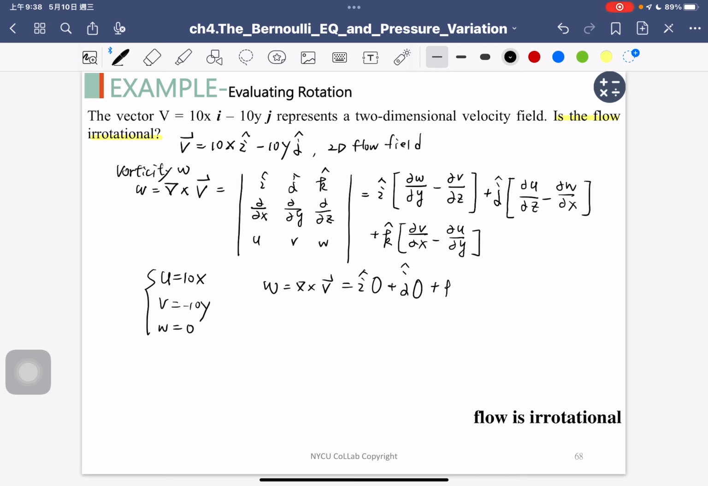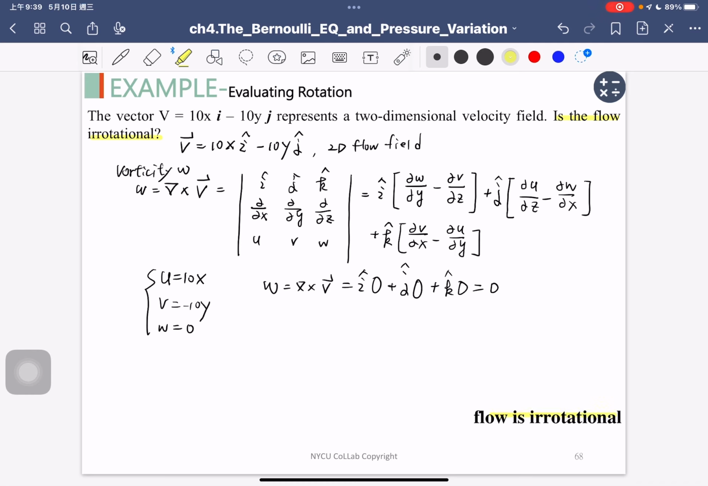And for the final, the k direction, dv/dx, but the v is a function of the y, so this item is also equal to 0. And then finally, it's minus du/dy, but the u is only a function of the x, so we still don't have this item. So finally, the total result is all equal to 0. So the vorticity, I can comment, is 0. So the flow is irrotational flow.